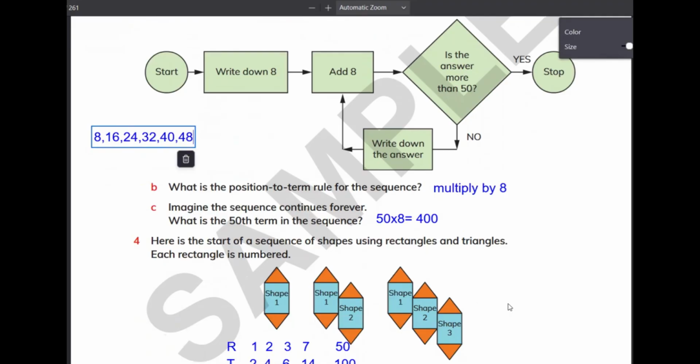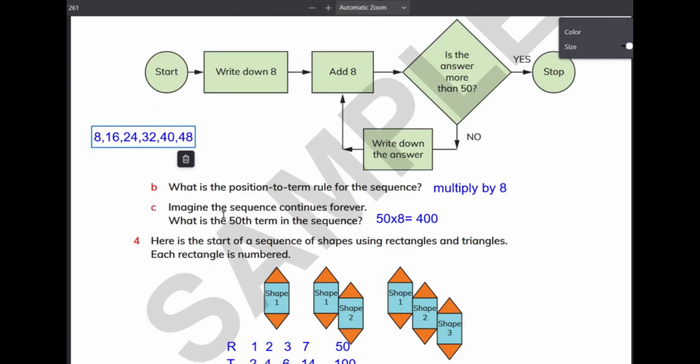Go to number B. What is the position to term rule for the sequence? Okay, position to term rule. This is the first term, and this is the second term. This is the third term, fourth term, fifth term, and sixth term. So what you do, every time, 1 multiply 8 gives you 8, 2 multiply 8 gives you 16, 3 multiply 8 gives you 24. So you multiply by 8 every time. You multiply the position by 8 to get the answer.